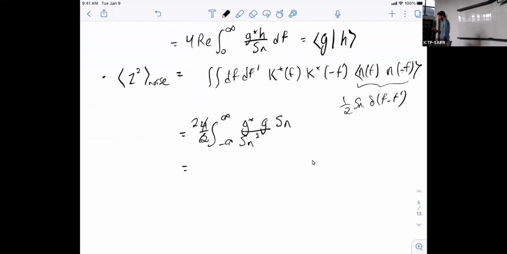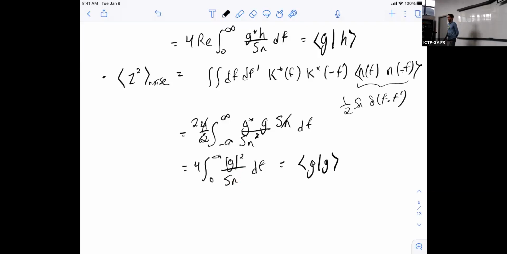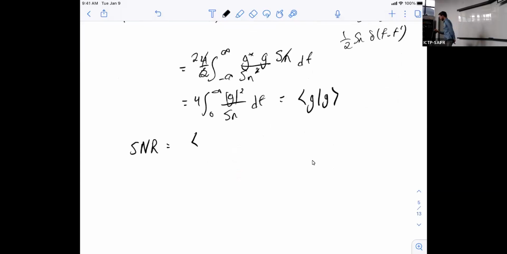I can then use the fact that the negative and positive frequencies are the same as each other using the complex conjugation trick to fold this at the expense of another power of 2. And we have G squared over Sn having canceled one of these. So the whole point of defining that normalization of the filter is so that both of these two calculations give you exactly the same looking thing at the end. I haven't lost any generality, but we see that the denominator is the inner product of G with itself. And so the SNR is equal to now GH over GG square root.